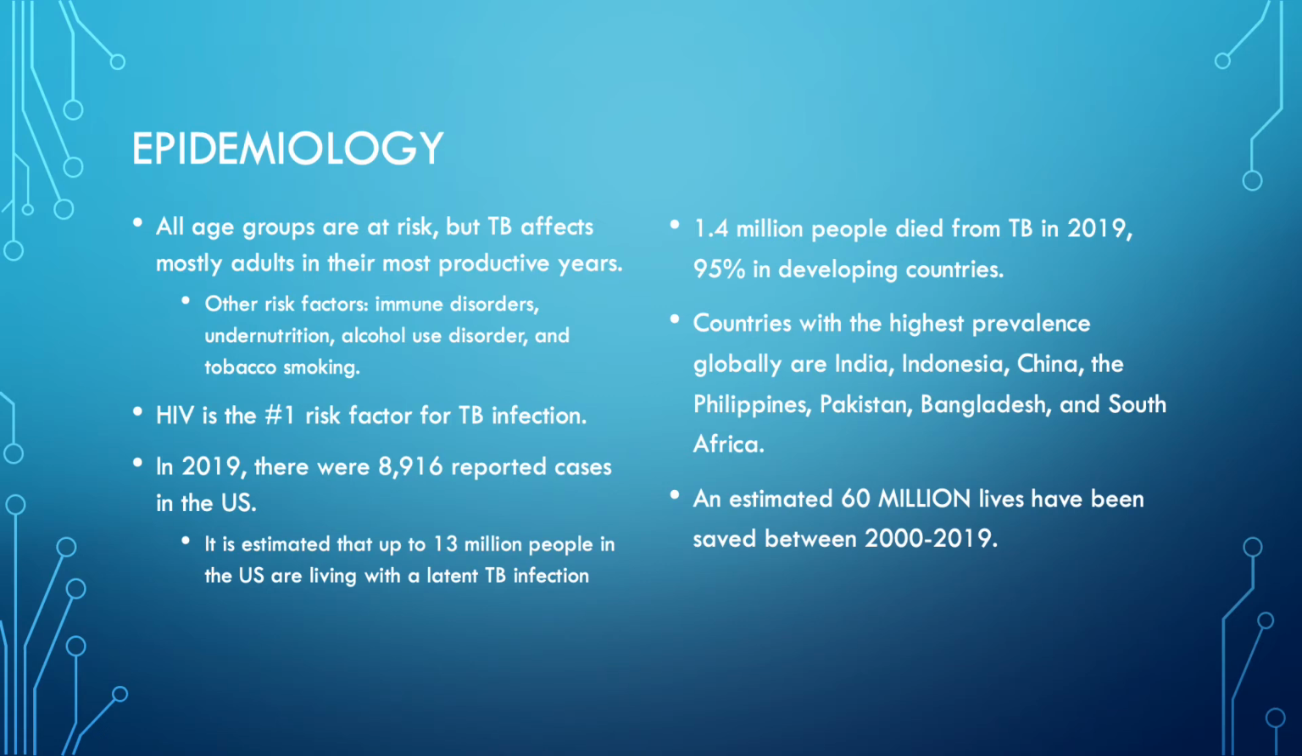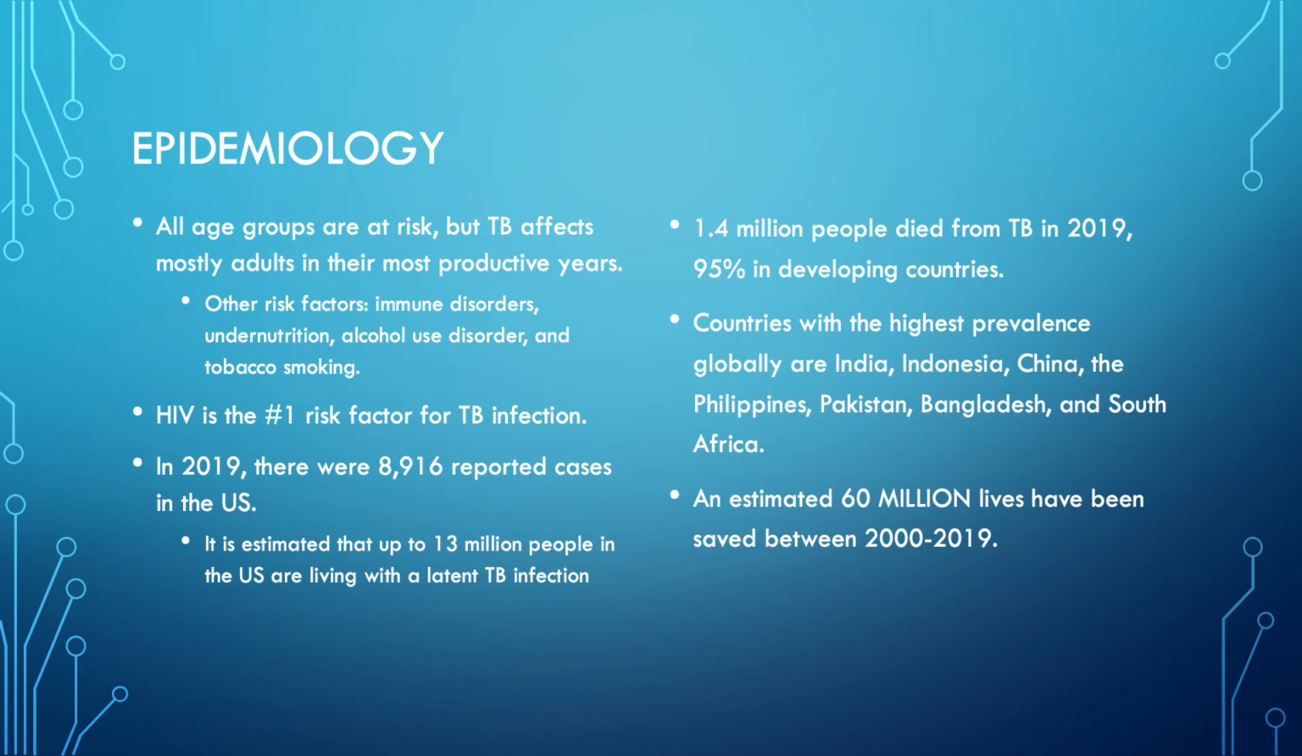TB affects mostly adults in their most productive years, but all age groups are at risk. Other risk factors include immune disorders, undernutrition, alcohol use disorder, and tobacco smoking. HIV is the number one risk factor for MTB infection. 10% of all HIV-positive individuals harbor MTB, which is 400 times the rate associated with the general public.